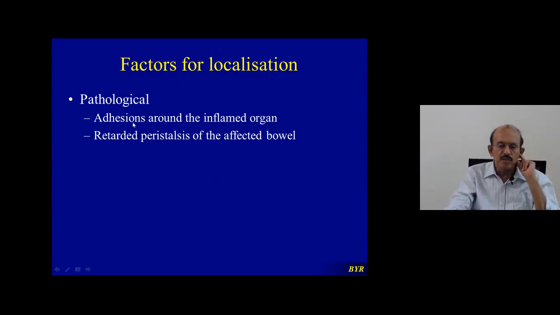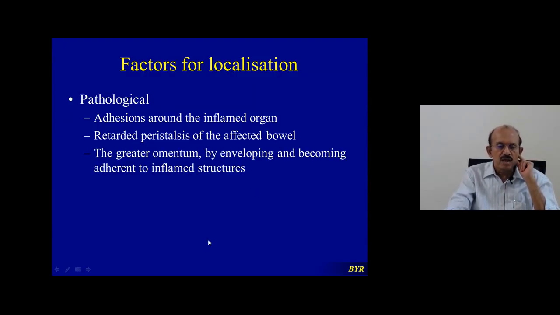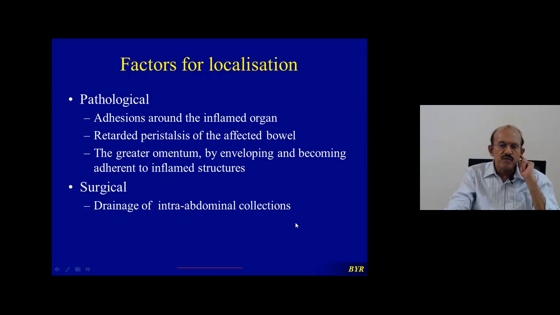The pathological factors are: number one, adhesions around the inflamed organ; number two, retarded peristalsis of the affected bowel; the third factor is the greater omentum, which comes and envelops the inflamed structures. Then surgical factors. If any intra-abdominal collection is there and, as a surgeon, you interfere and drain those infected materials, it will be localized. If you don't drain it, what will happen? These collections will increase in size and quantity, and they will spill into the general peritoneal cavity.